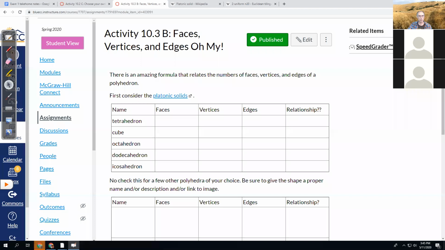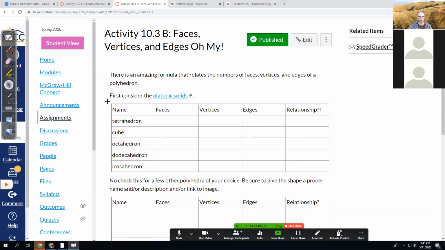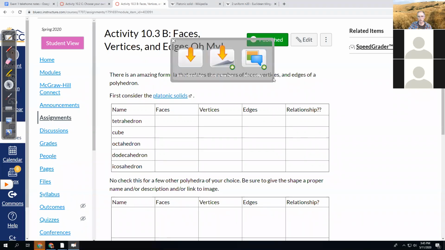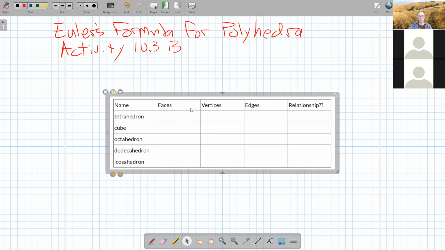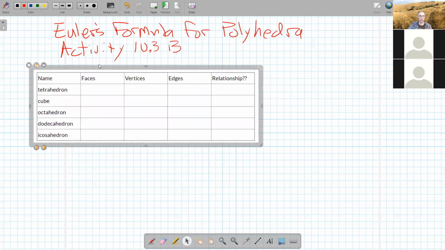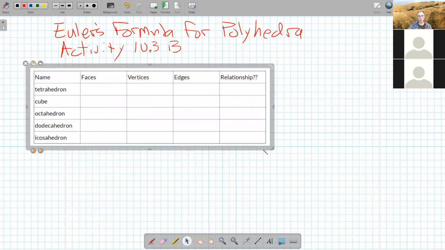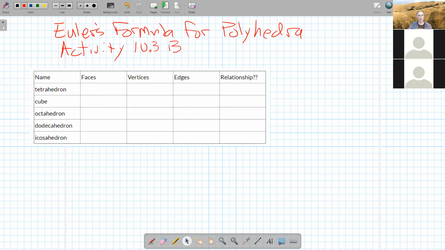Let me grab that table. So you can just make a table like this on a piece of paper. I'm just going to copy it to my digital paper. And the relationship column is going to take a little bit of work to figure out, but we can easily do the other ones. So the tetrahedron we just did, it's a tetra, right? So the tetra part means 4, so it had 4 faces. So I'm going to fill this in. It had 4 faces.